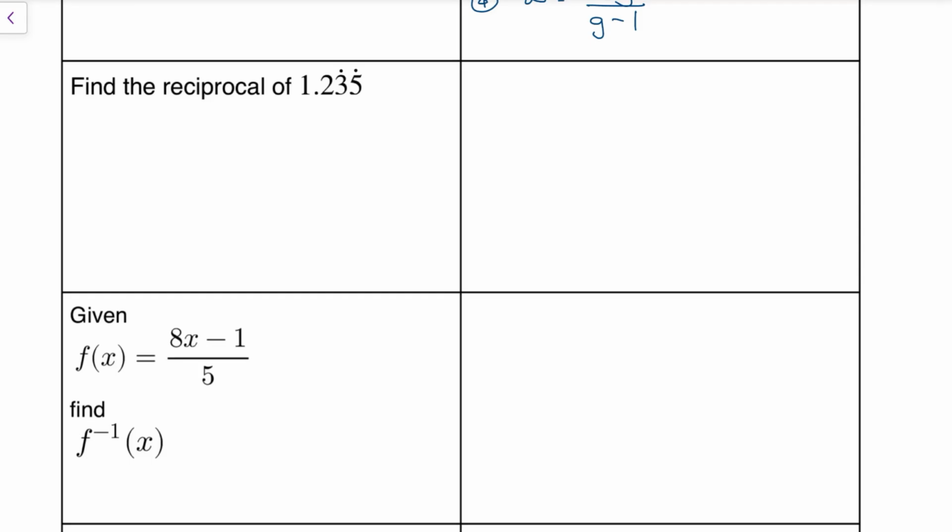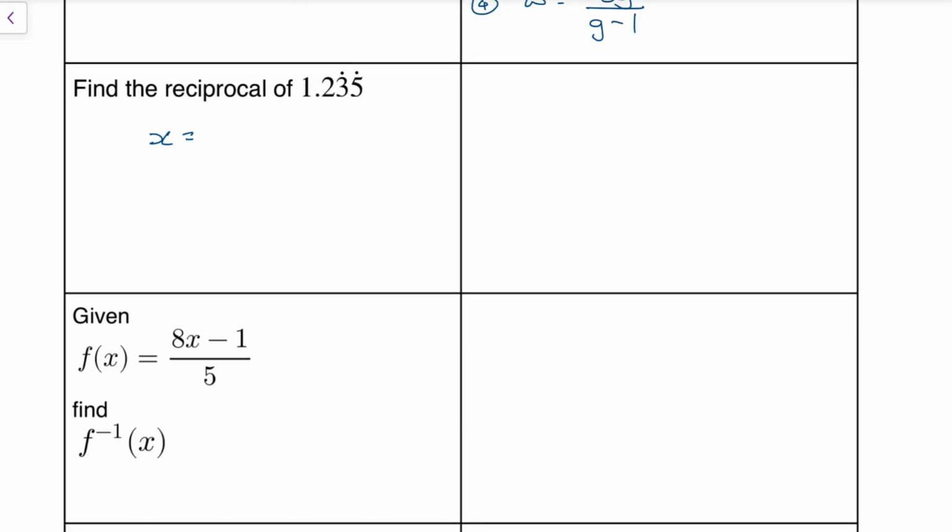Okay, I know what this is asking. This is a clever way of asking you to do a technique you probably learned in second or third year, depending on when they taught it in your school. I'm going to do it all in one go. So I'm going to say that x is equal to 1.235 recurring. Then I'm going to multiply by 100 because I know I need to move it 2 decimal places, because there's 2 dots up here.